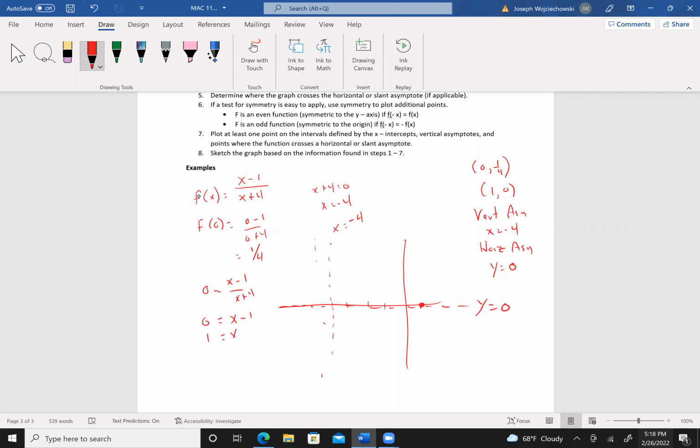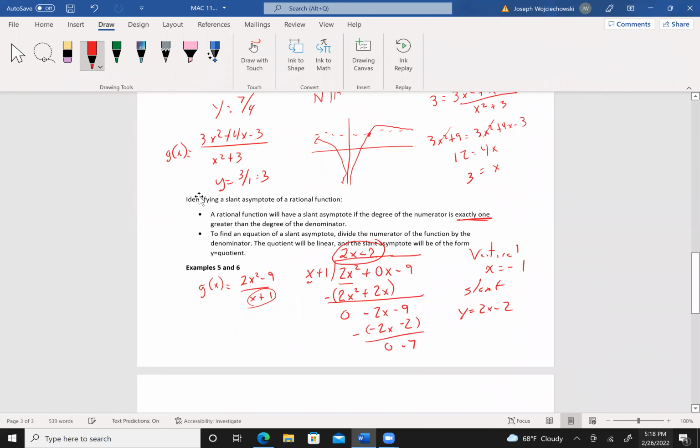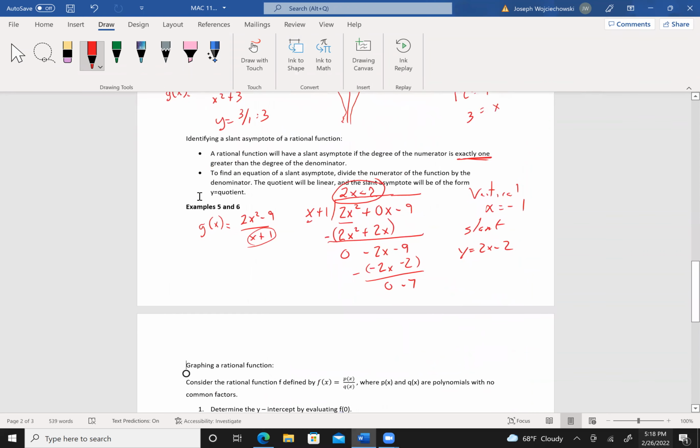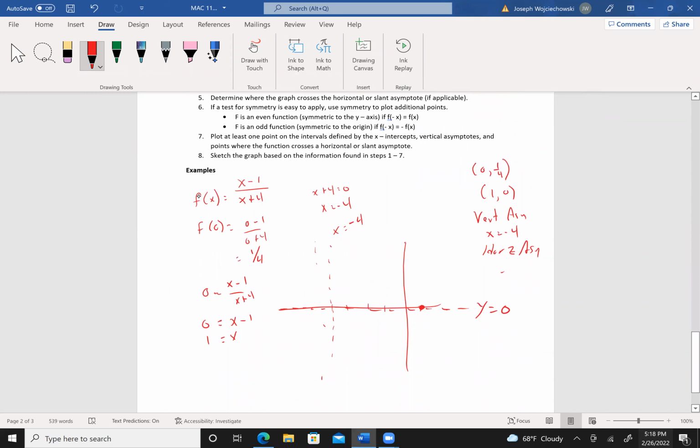That's not right. I did that backwards, didn't I? Horizontal asymptote. Let's go back and look at this. When the degrees are equal, it's a over b. So it should be y equals 1. You've got to be careful with this stuff. It's easy to get lost. Which makes more sense.